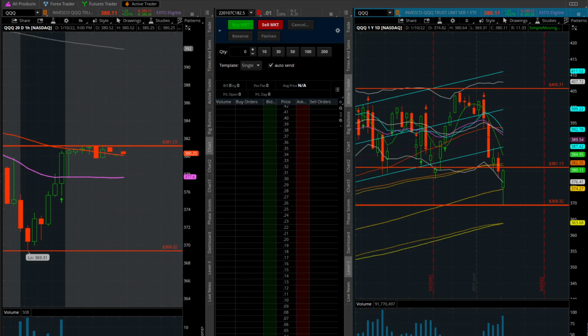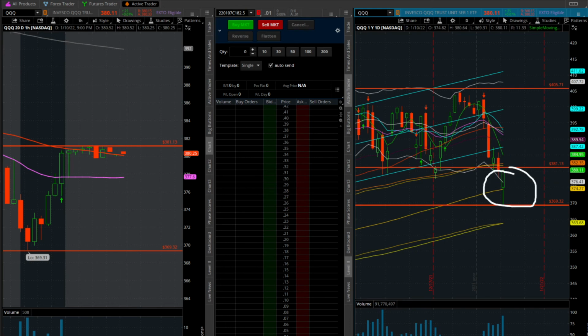So I just wanted to give you guys a little bit of an idea of what I was looking at on the triple Qs. I think if you look around tech, look at Tesla, look at Microsoft, look at Apple, look at AMD, look at Nvidia, a lot of stocks in tech, look at the triple Qs, the ETF itself, a lot of stocks put in this nice hammer candle today.